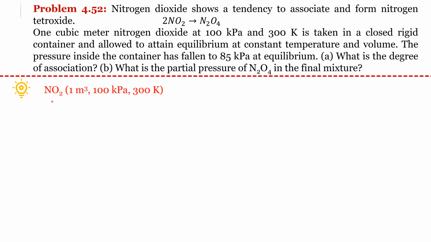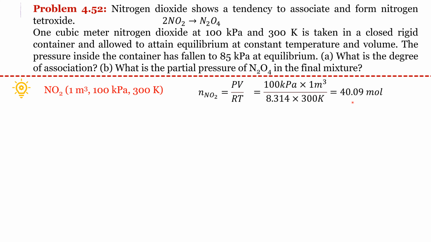Initial NO2 is given at 1 meter cube, 100 kilopascal and 300 Kelvin. Using the ideal gas equation, we can find the number of moles of NO2, which is equal to PV by RT. After putting in all values, we will get the number of moles of NO2 equal to 40.09 mole.